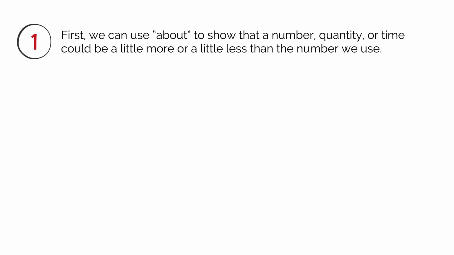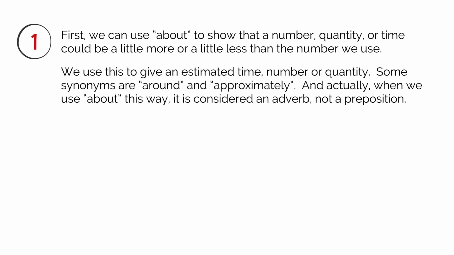First, we can use about to show that a number, quantity, or time could be a little more or a little less than the number we use. We use this to give an estimated time, number, or quantity. Some synonyms are around and approximately. And actually, when we use about this way, it is considered an adverb, not a preposition.